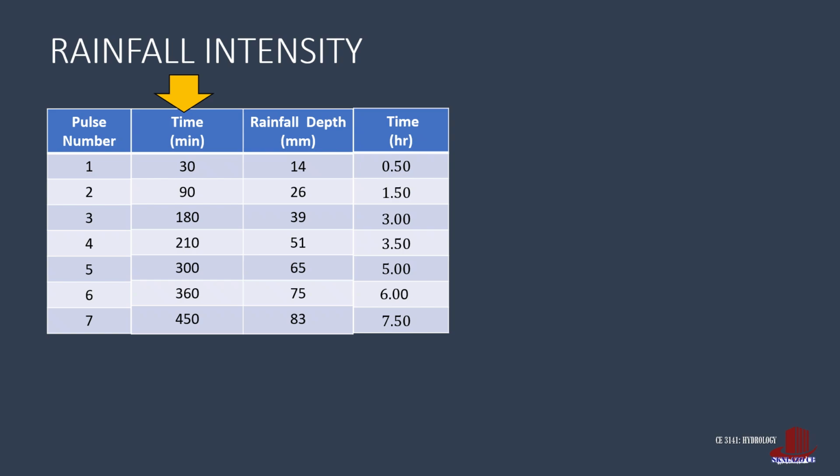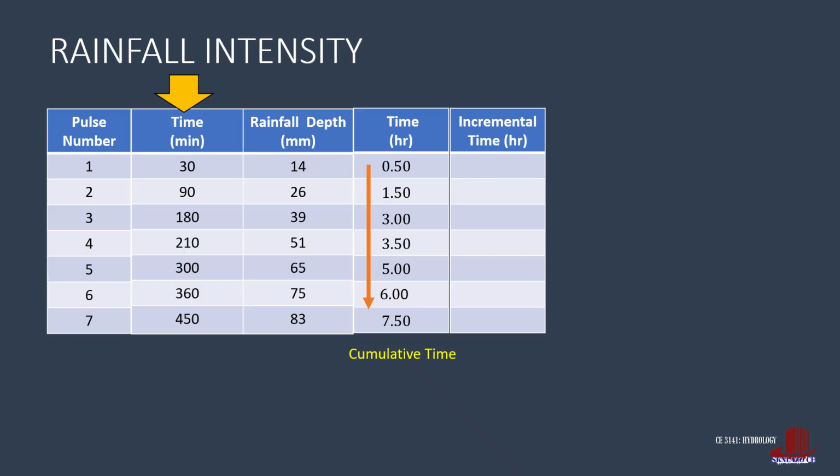With time already in hours, let's focus on the rainfall intensity. This is taken as the incremental depth all over the incremental time. So check time values. They are increasing from 0.5 to 7.5. This means that the record has cumulative time, and we need to convert it into incremental time. So again, place another column in the table.